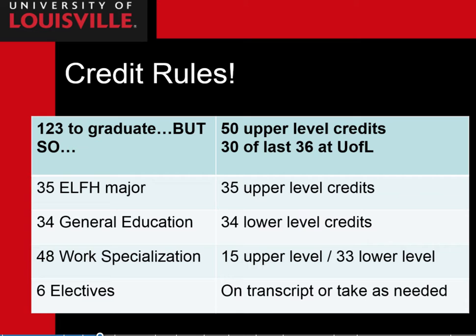The ELFH major courses total 35 upper level credits. The general education requirement consists of 34 lower level credits in specified areas. Prior learning assessment is the way to obtain up to 48 hours of credit in the work specialization. By doing a little math, you can see that it takes 15 credits of upper level and 33 lower level to achieve the total. That leaves 6 credit hours to earn in the elective category.